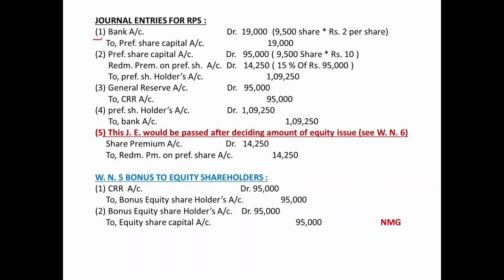First journal entry for the call money. Bank account debited 19,000, 9,500 shares into rupees 2 call money. So bank debit to preference share capital account credit 19,000.